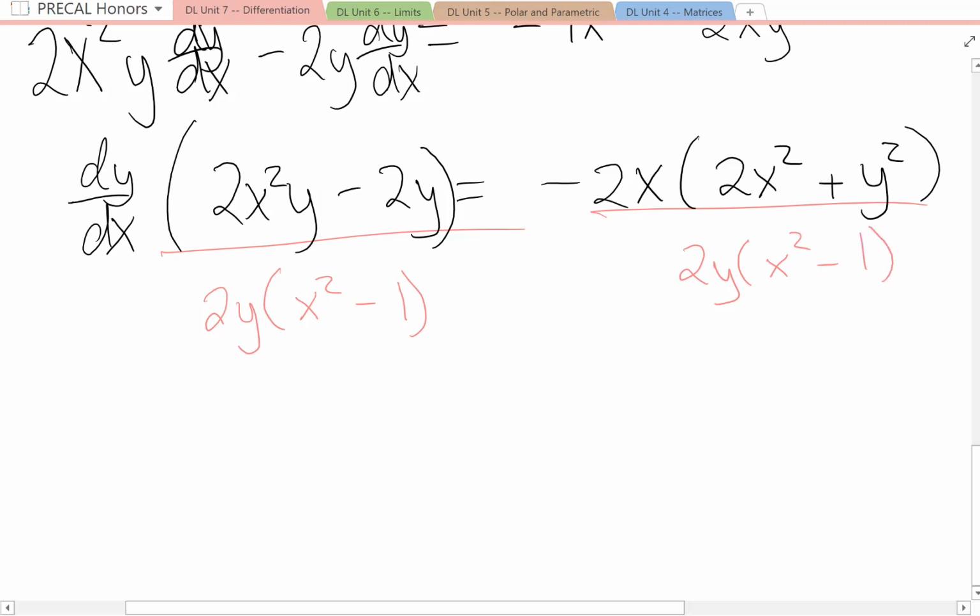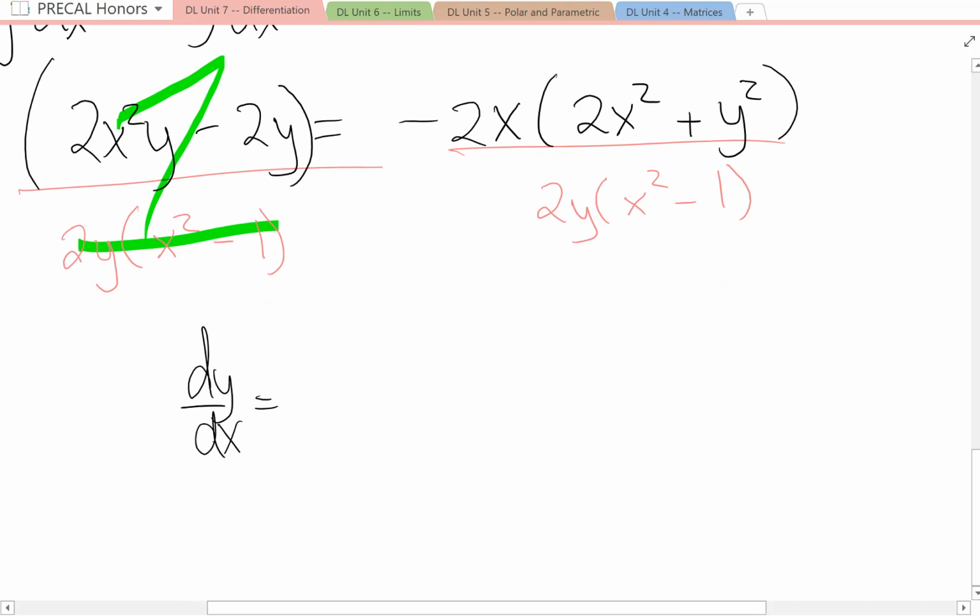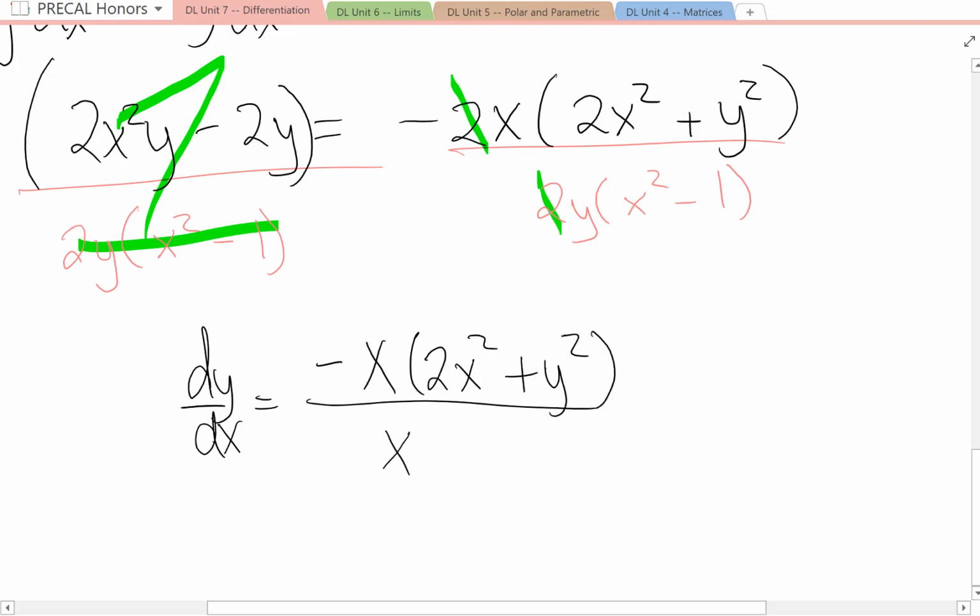This is just a special form of the number 1. So dy dx is equal to, and now we can reduce, 2 over 2 is 1, so you have negative x times 2x squared plus y squared over x squared minus 1 over y times x squared minus 1.